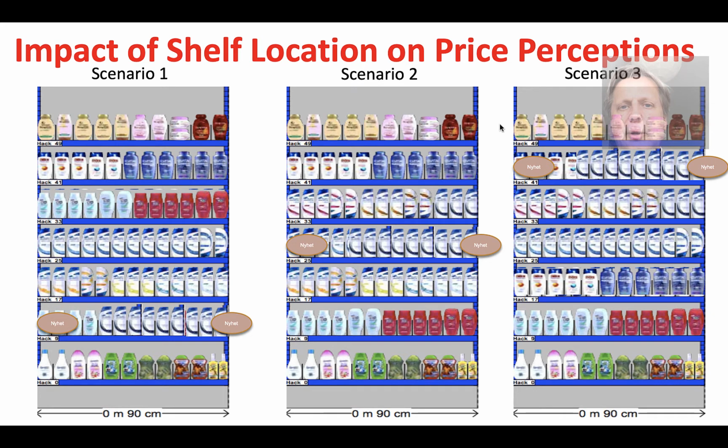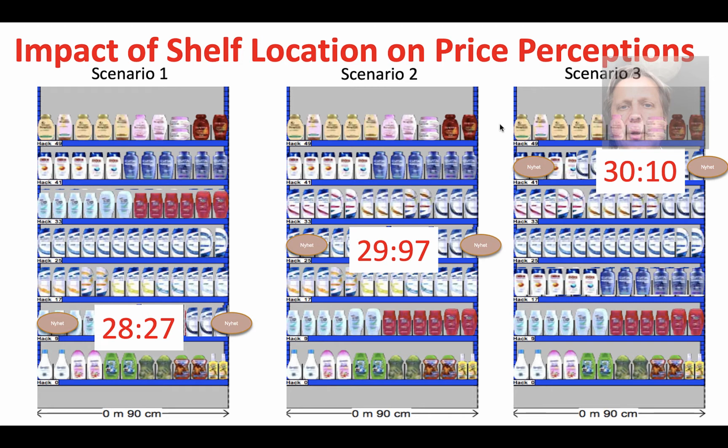Here we worked with Head & Shoulders shampoo, and we put it on the second, the fourth, and the sixth shelf, and we asked what shoppers perceive the price to be, and the prices here are in Swedish crowns, so you divide it by 10 to get it in euros, or by 12 to get it in pounds. So they say, well, it should be around €2.80 if it's on the second shelf. It should be almost €3 on the fourth shelf, and it should be over €3 on the top shelf, the sixth shelf.